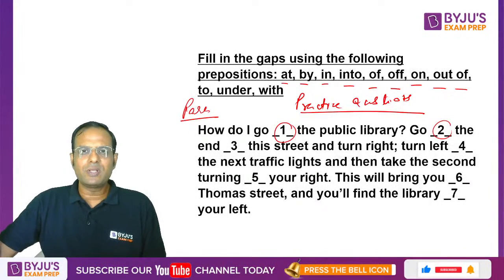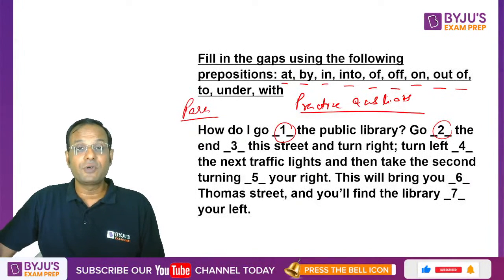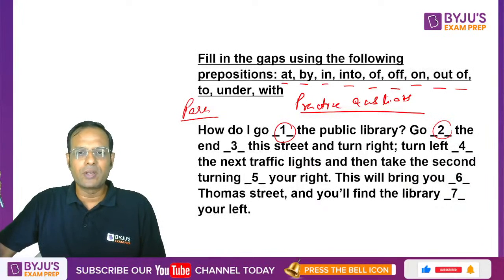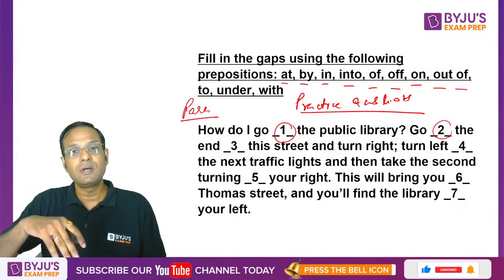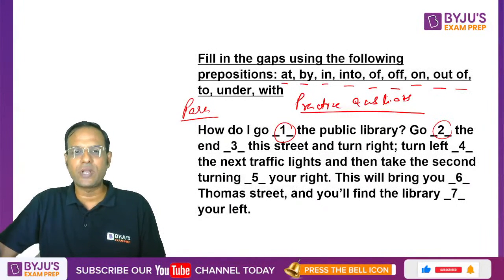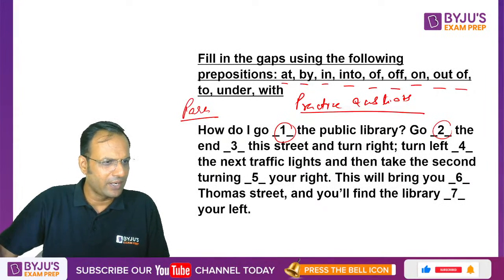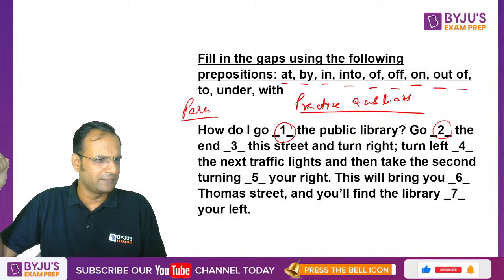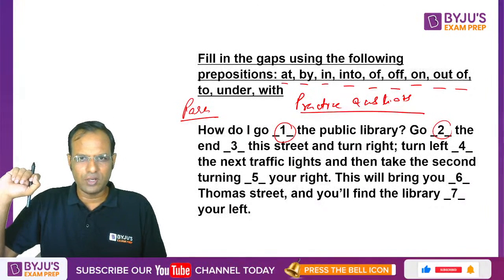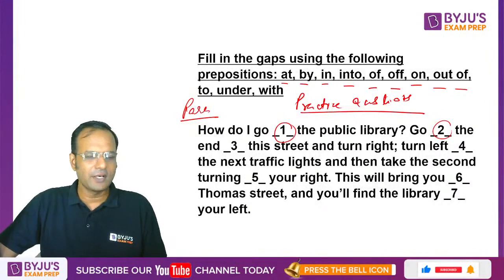What is the preposition for the very first blank? One, how do I go dash the public library? Then comes the direction. The direction says go dash the end dash the street and turn right. Turn left dash the next traffic. Anadi has come up with the answer: to, for the first one. Okay, great. The others, will you try?